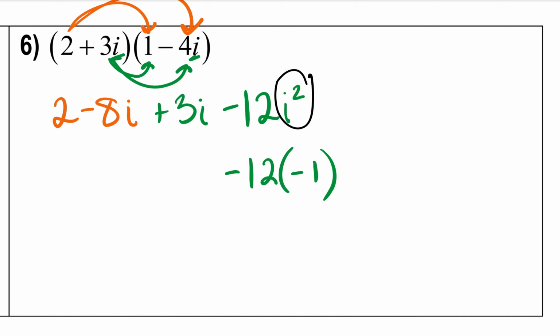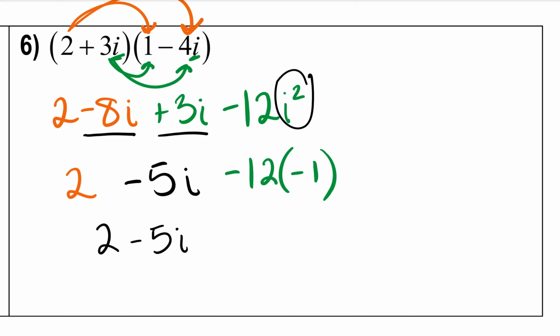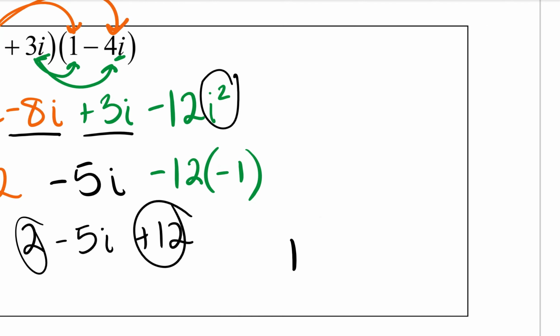And then of course the rest of this I can just do 2, and I can combine like terms. I have negative 8i plus 3i. I get negative 5i. So then I get 2 minus 5i. Negative 12 times negative 1 is plus 12. And my last thing is I have 2 plus 12 now. I can add those. So I get 14 minus 5i. And that's my answer.